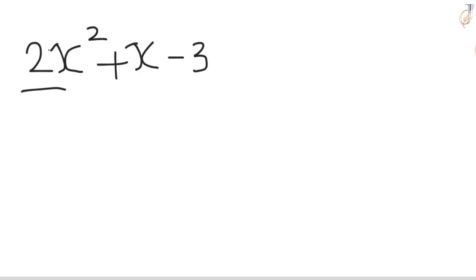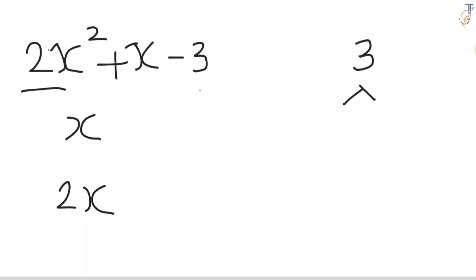Here the x square coefficient is not 1. Then what do we do? We do the same cross multiplication method, but first you divide the terms, then do the cross multiplication. 2x square, divide into two terms, x, 2x. When you multiply, you will get 2x square. Then find the factors of the value 3.